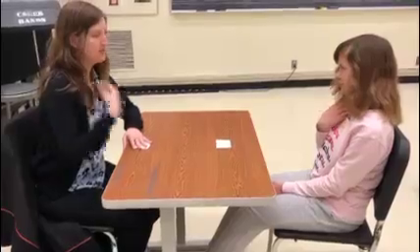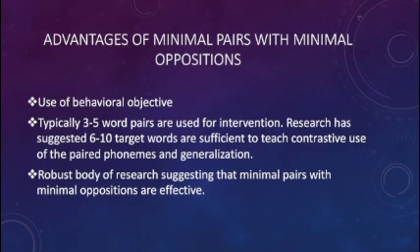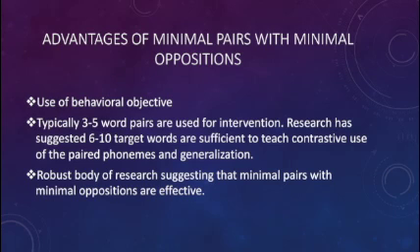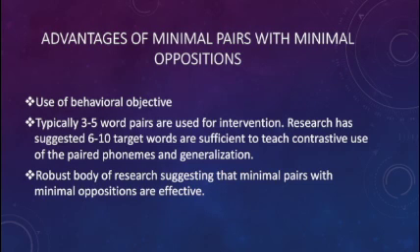That was very good. Using this approach, the clinician can use behavioral objectives with clear criterions for mastery. As demonstrated earlier, typically 3 to 5 word pairs are used for intervention. Research has suggested that 6 to 10 target words are sufficient to teach contrastive use of the paired phonemes and generalization. This seems efficient. This approach has been around for a while, so there is a relatively robust body of research suggesting that minimal pairs with minimal oppositions are effective.